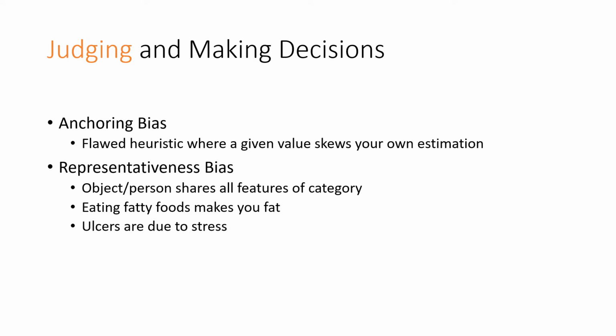If we look at another couple of biases, so anchoring bias, as it says there, it's a flawed heuristic where a given value skews your own estimation of what's going on. So what that means is that your thinking is anchored, and it's anchored in a flawed space. There are real-world effects of anchor bias in things like automobile sales or real estate sales. The first item you're shown is your anchor, and you compare everything you see thereafter to that anchor.